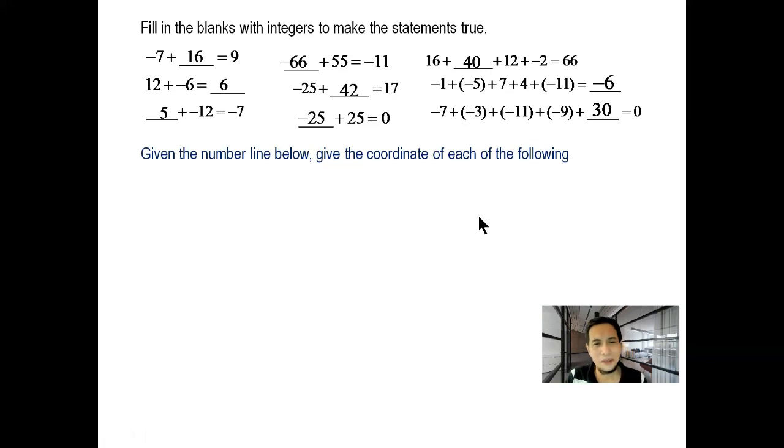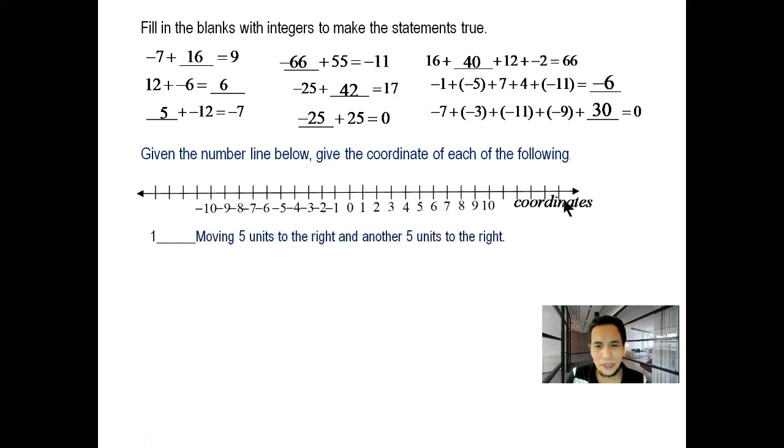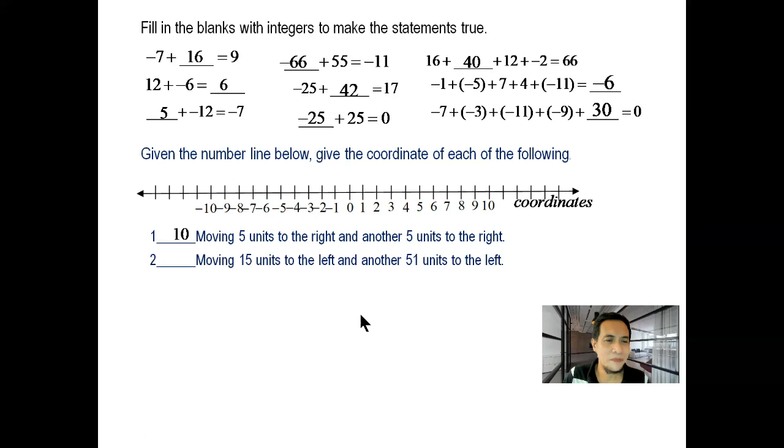Given the number line below, give the coordinate of each of the following. So we have this number line. We're going to identify the coordinates. By the way, these are the coordinates: negative 10, negative 9, negative 8, so on, 0, 1, 2, and so on and so forth. Number one, moving 5 units to the right and another 5 units to the right, meaning the direction is going to the right. So we are adding 5 and another 5. The sum is positive 10.